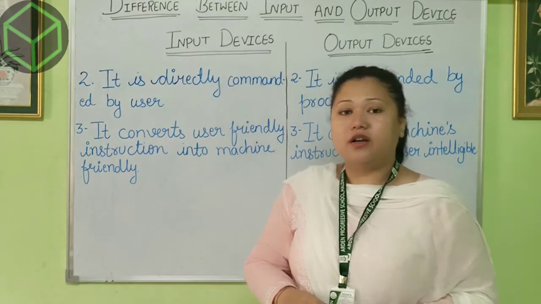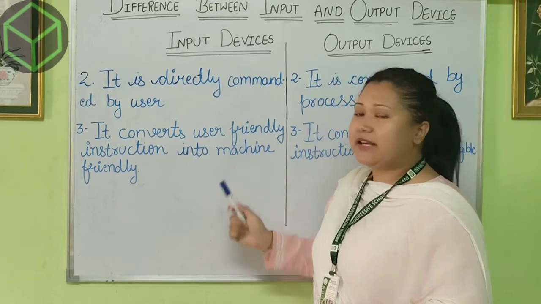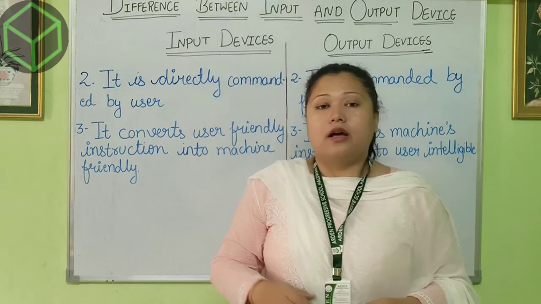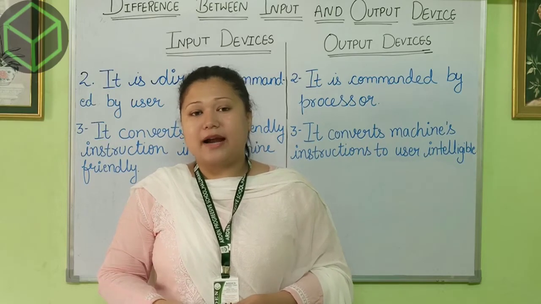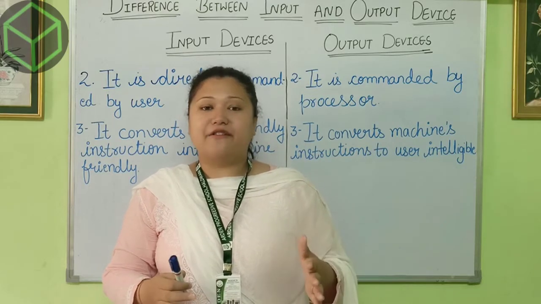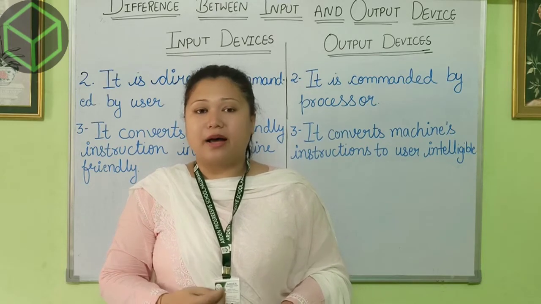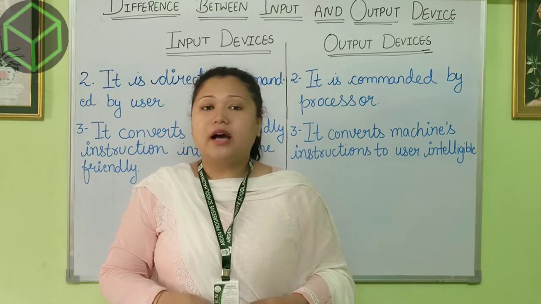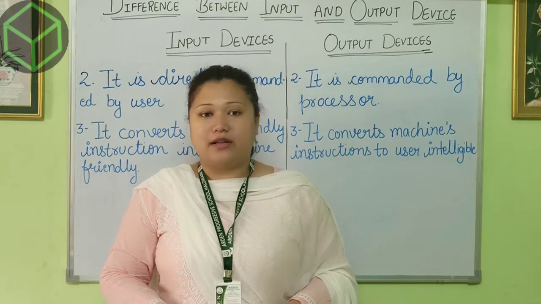Now let's move further. The third difference is that an input device converts user friendly instructions to machine friendly. Now what is user friendly and machine friendly? You all know the computer is not able to understand what we are speaking, what instructions we are giving. So the computer has a different language. The instruction provided by the user, the computer first converts it. For converting our language into machine friendly language, the input device helps us.